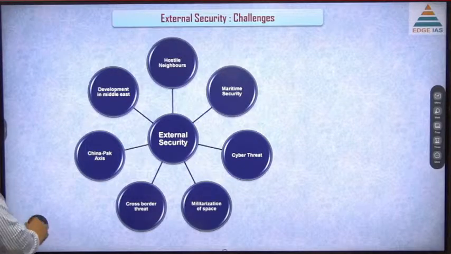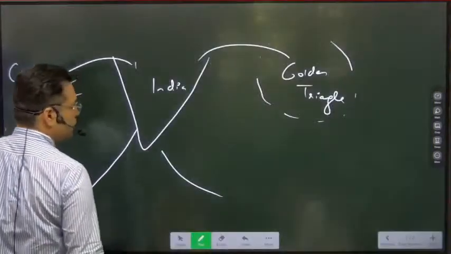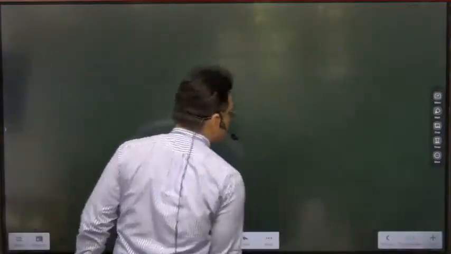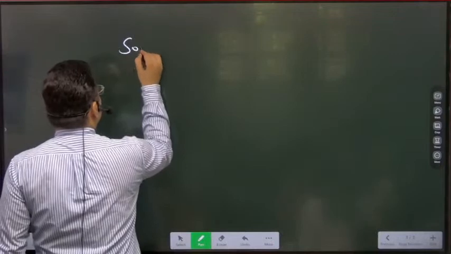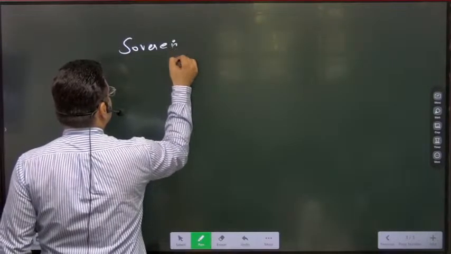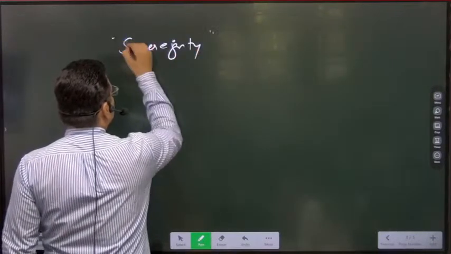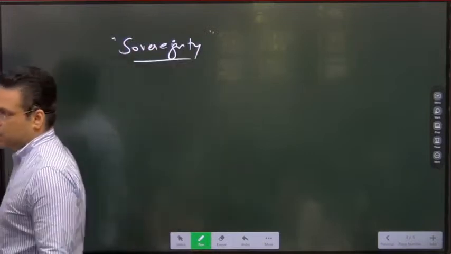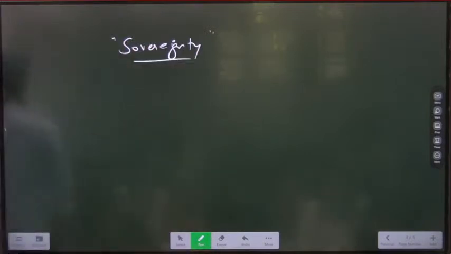and to maintain security and sovereignty of the nation.